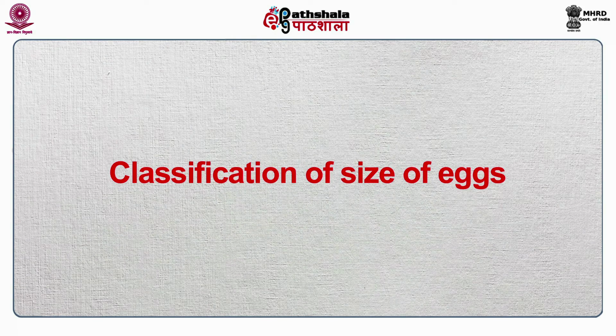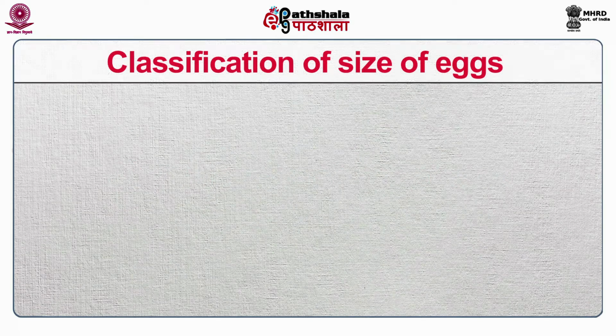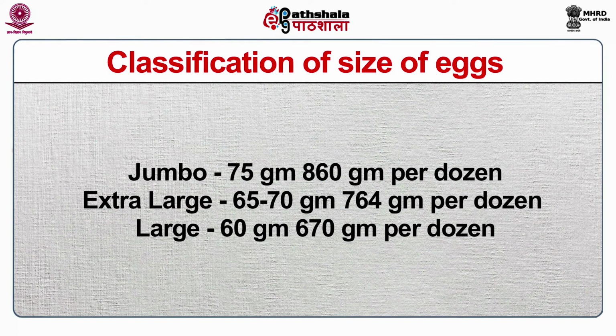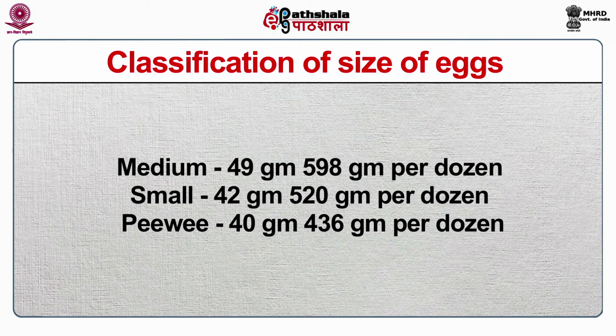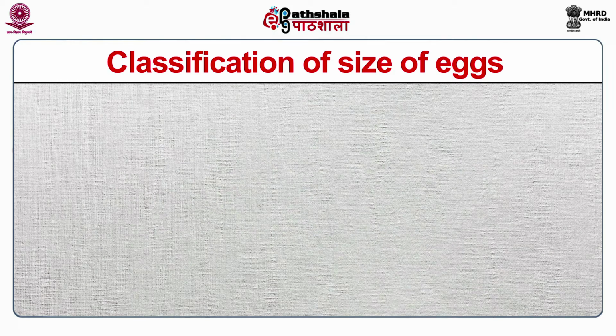Classification of size of eggs. Jumbo: 75 grams per egg and 860 grams per dozen. Extra large: 65 to 70 grams, 764 grams per dozen. Large: 60 grams, 670 grams per dozen. Medium: 49 grams, 598 grams per dozen. Small: varies from 42 grams, and 520 grams per dozen. Peewee: 40 grams, 436 grams per dozen.